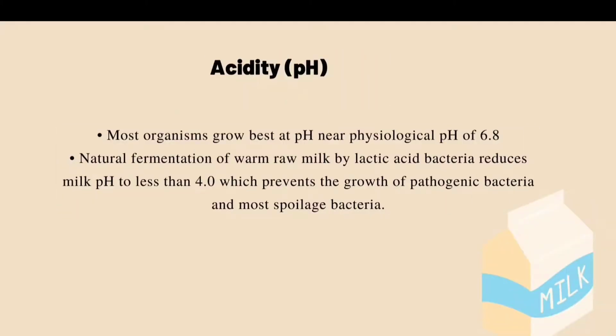Secondly, the acidity or pH. The titratable acidity of milk typically varies from 0.12 to 0.19% lactic acid depending on composition, especially protein content. The pH of milk is near the physiological pH of 6.8. Considering these points, milk is a good growth medium with respect to acidity or pH. The major groups of microorganisms important to preservation, in order of increasing acid tolerance, are bacteria, yeast and molds. Natural fermentation of warm raw milk by lactic acid bacteria reduces milk pH to less than 4.0, which prevents the growth of pathogenic bacteria and most spoilage bacteria.